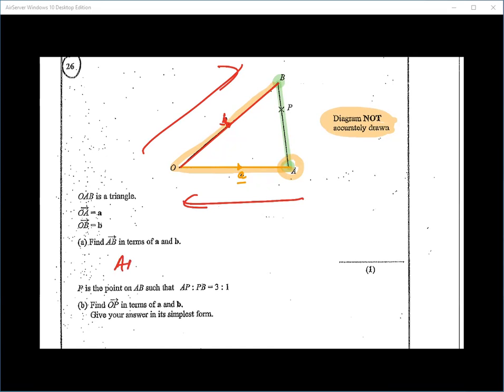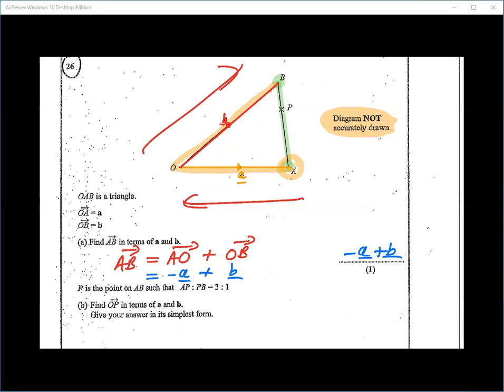So A to B equals A to O plus O to B. Yeah, O to B, lovely. Now put the layer of algebra onto the vectors. If you go A to O, you go in the opposite direction of A, so minus A. And in the direction of B, B. Done. Find A to B, done.